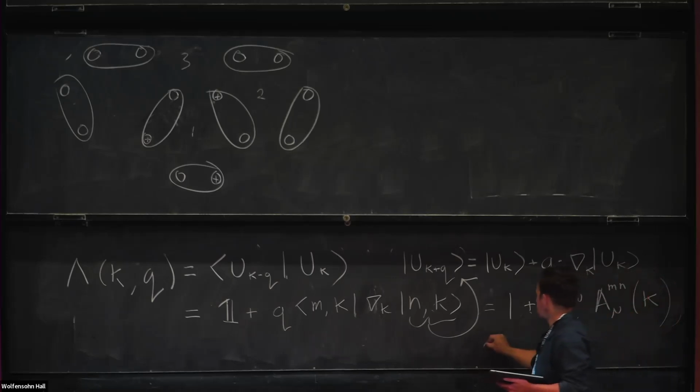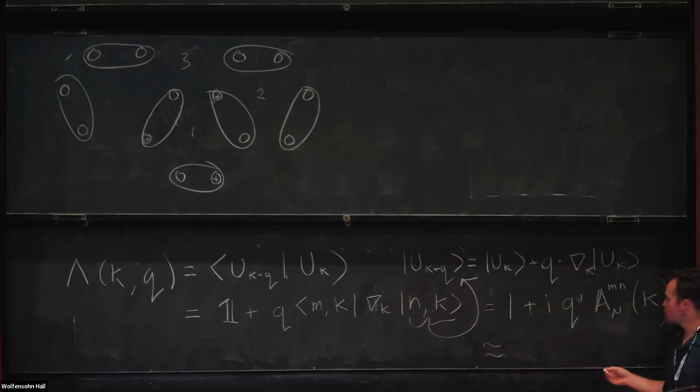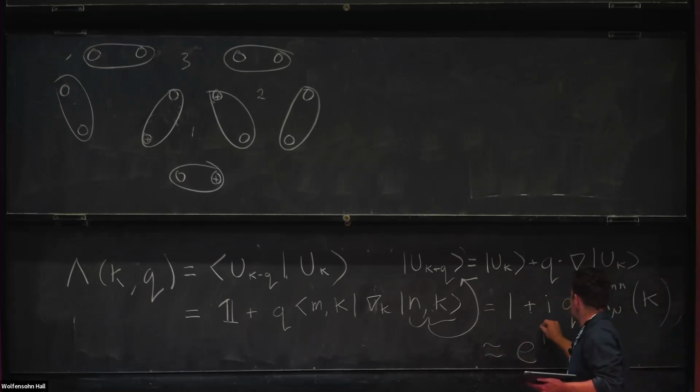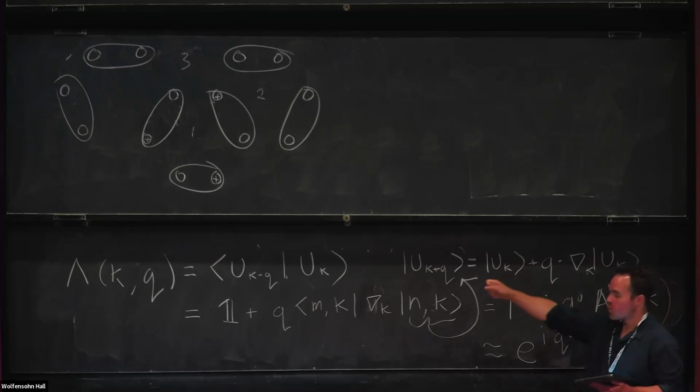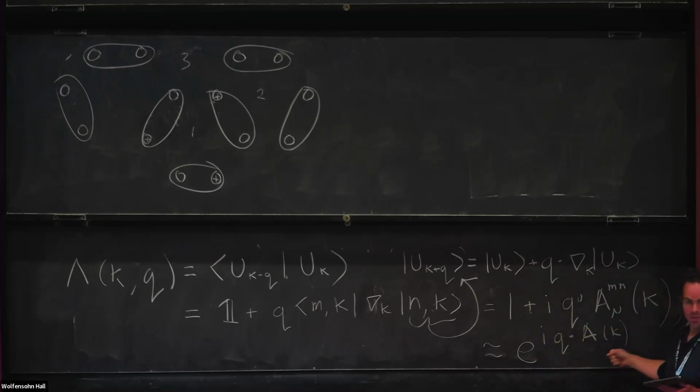It's convenient to re-exponentiate this. If we're just working to first order in q, I may as well write this as an exponential, e to the i q dot A, in compressed notation. So in other words, to first order in q, the form factor is a unitary matrix whose generator is the familiar Berry connection for a multi-band system. So you can now see that I was mumbling about conjugating by lambdas like transport. To lowest order in q, it really is conjugation by this unitary matrix, which is the non-abelian Berry connection.